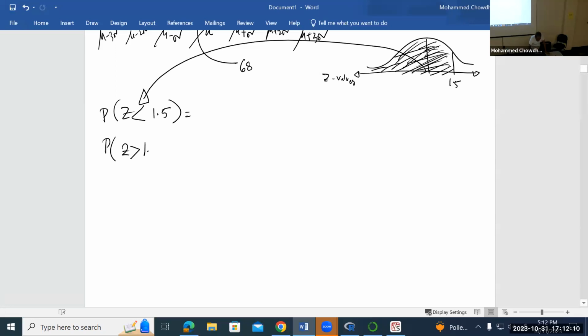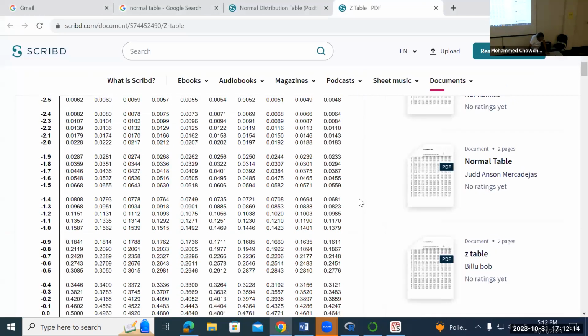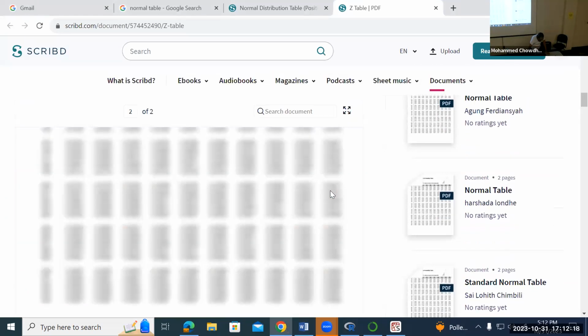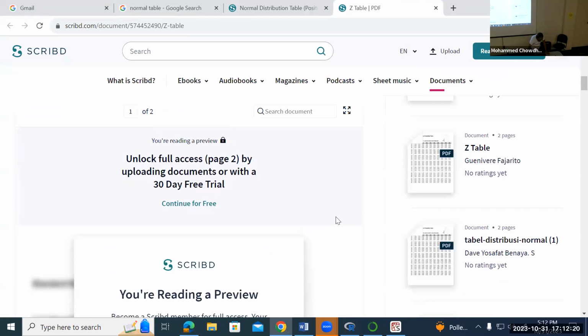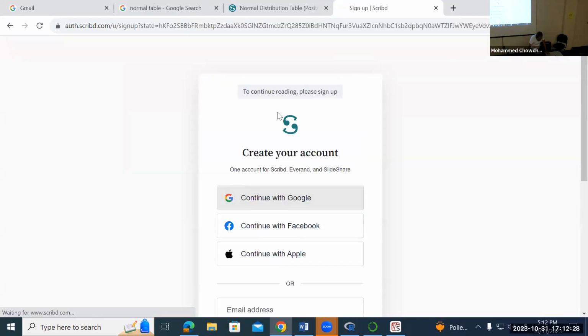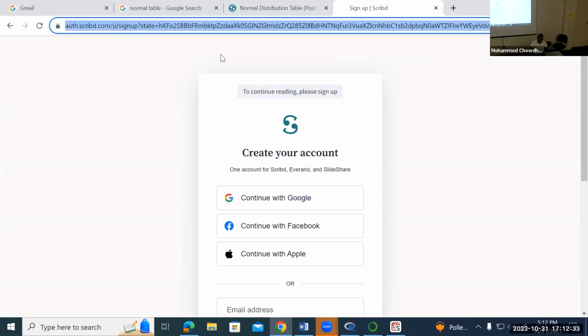Okay. So now I want to find positive 1.5. Come in here. See, even in here, unlock, continue for free. Simple table, they are asking us to give money.